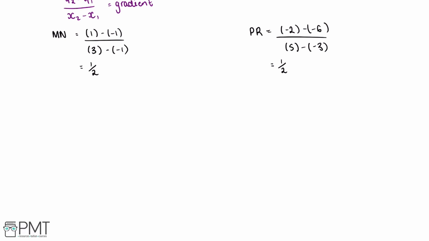So the final thing we'll want to do is write a summary statement. So we can write something along the lines of line MN and PR are parallel because they both have a gradient of a half.